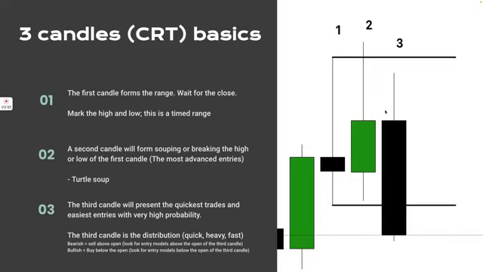So, candle 1, a timed range. Candle 2, turtle soup of the high of the range. Candle 3, we look for a setup above its open, most likely an OTE. We short, and we target the opposing end of the range.